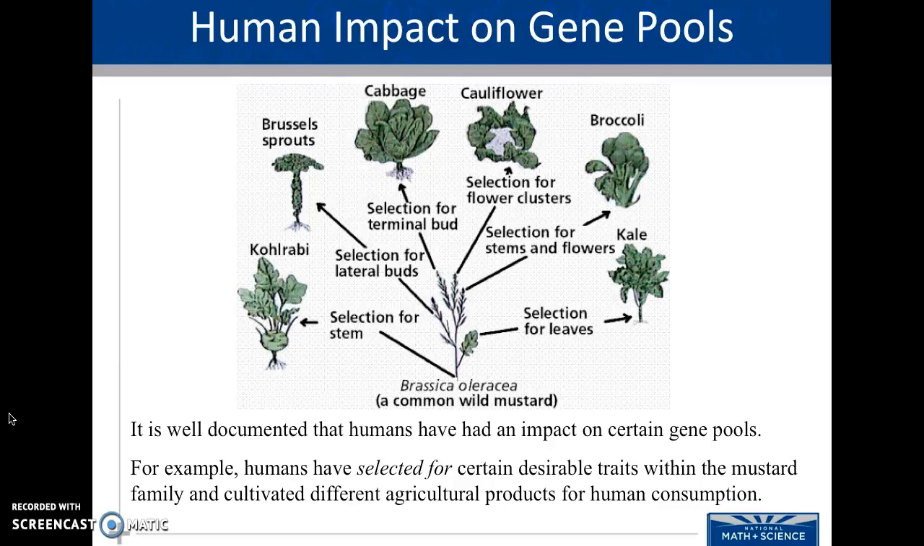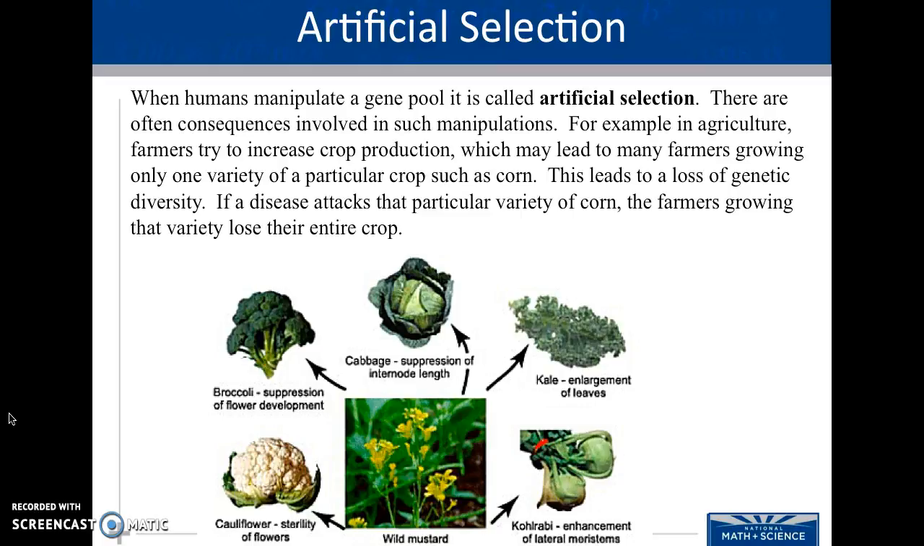This happens with dogs, cats, all sorts of plants. We call it artificial selection, and there are often consequences involved in such manipulations. In agriculture, if I'm trying to get a very specific type of plant, I end up compromising on the health of the genes of the other plant. This is why corn as a crop is so susceptible to pests. They've chosen it to be very fast growing, to have a lot of kernels, to have very high yields, but that means that other traits that protect them from insects and things like that are very weak.